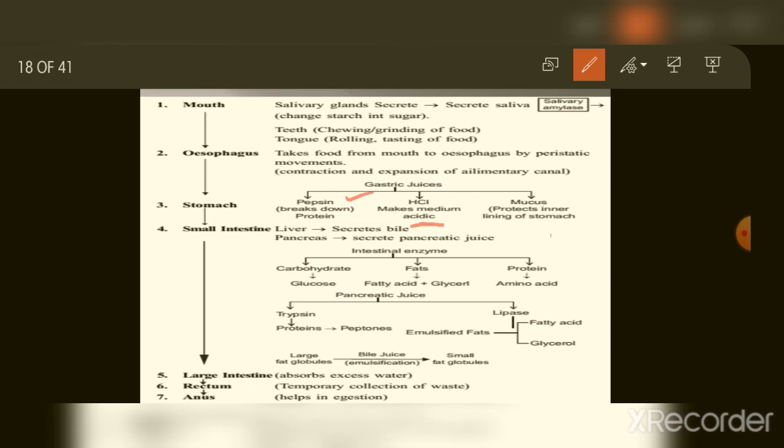Then the unabsorbed food is sent to the large intestine, where its wall absorbs more water. The rest of the material is removed by the anus from the body. The exit of this waste material is regulated by the anal sphincter.